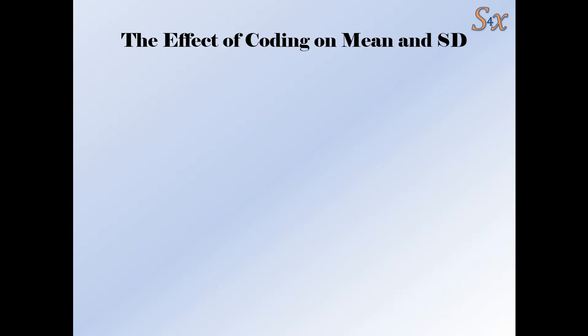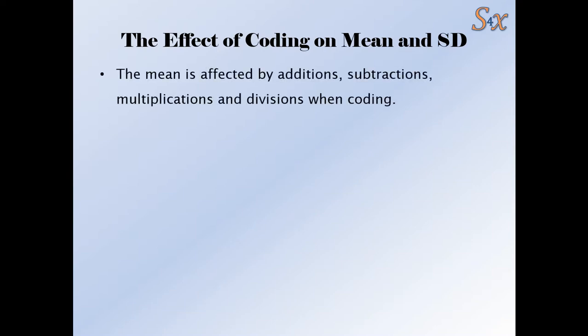Well, how does the coding affect the mean and the standard deviation? Well, the mean is affected by basically anything we do to the data. If we add anything to it, or subtract, multiply, or divide, we're going to affect the mean. I'll give you an example here. Let's say this is our original data, and you can figure out the mean if this is 110. All we do is add them all together and divide by 5.